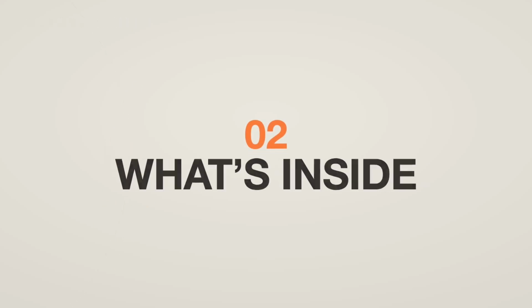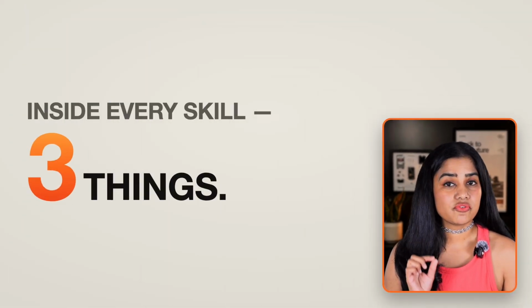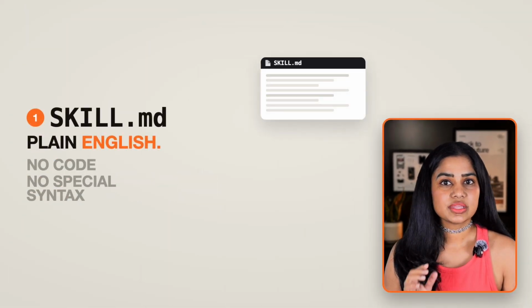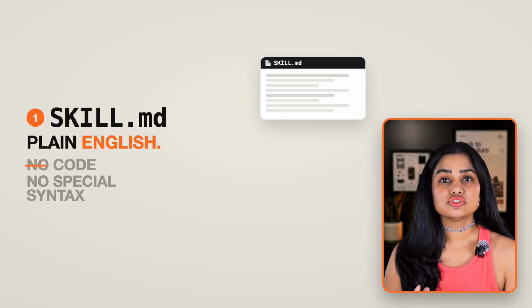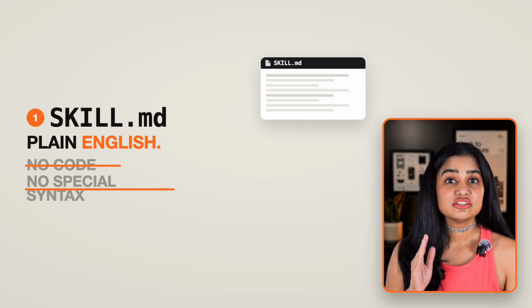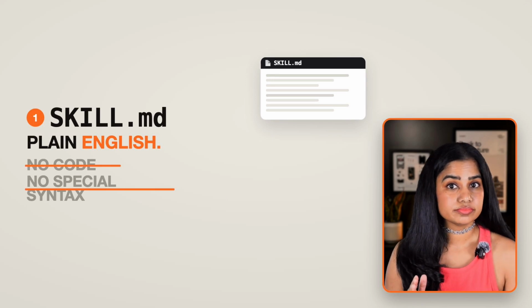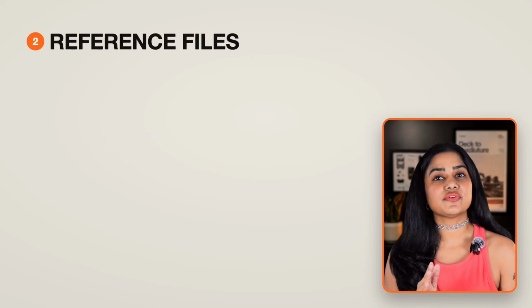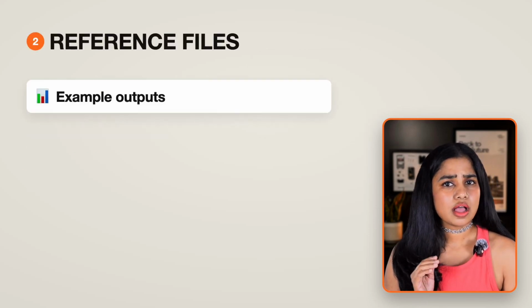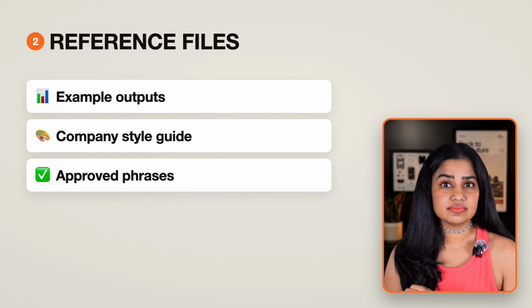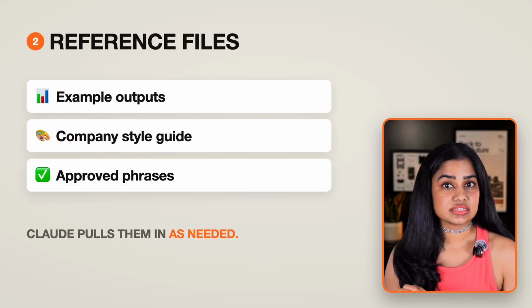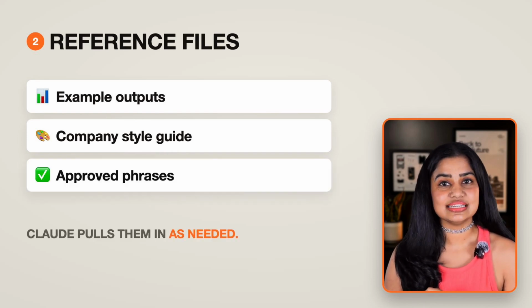Number 2, what is inside one? 3 things. First, the skill.md file. Your instructions in plain English, no code, no special syntax, just write what you want Claude to do in the order you want it done. Second, any reference files Claude might need. Example outputs, your company style guide, a list of approved phrases. Claude pulls them in as needed.